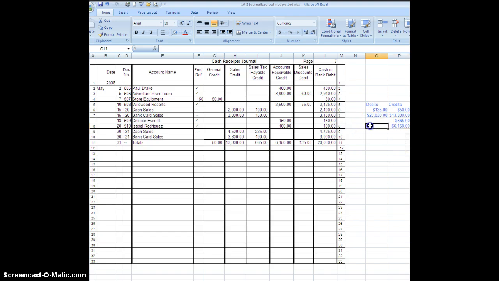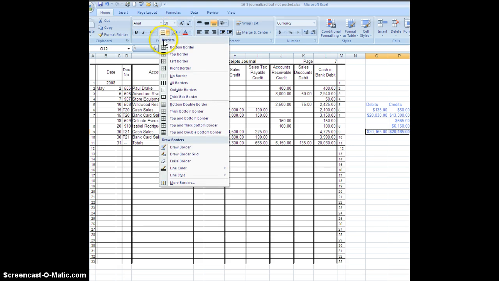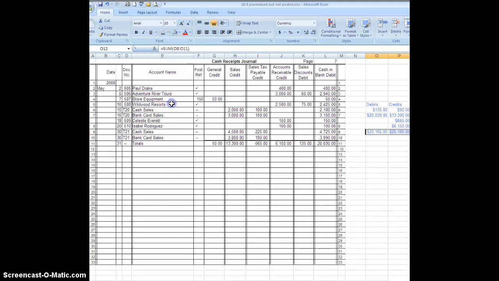And then what we're going to do is we're going to total up these two columns to prove that our debits equal our credits. So what I'm going to do is I'm going to single rule. Underneath, I'm going to do an auto sum again. And I'm just going to drag that across. And our numbers do equal. So since they are equal, we can indicate that by doing a double rule. And we can do the same thing here.